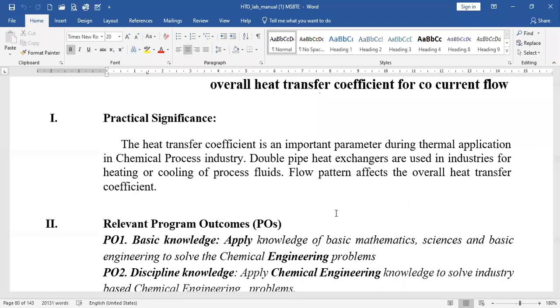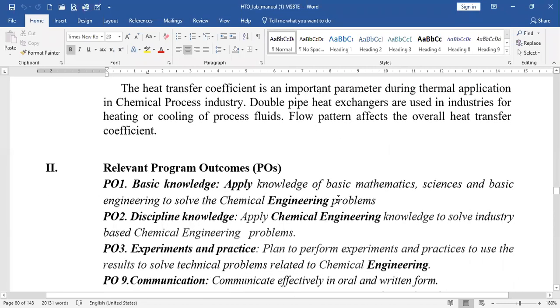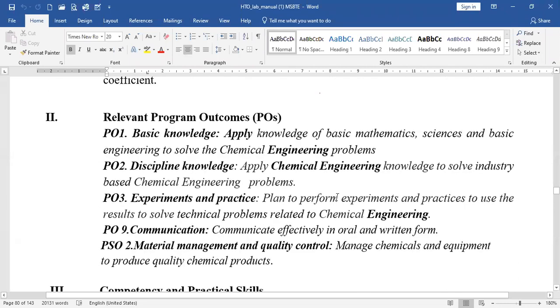So double pipe heat exchangers are used in industries, that may be for heating or cooling purpose, and different flow patterns affect the overall heat transfer coefficient. The relevant program outcomes for this practical are, PO1, that is basic knowledge. So apply the knowledge of basic mathematics, science, basic engineering to solve the chemical engineering problems.